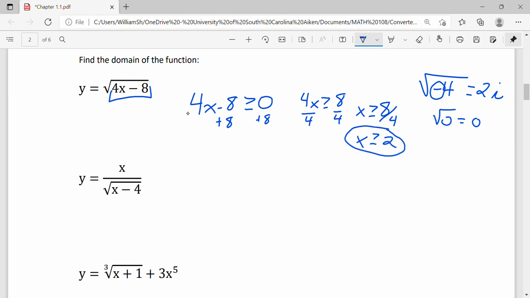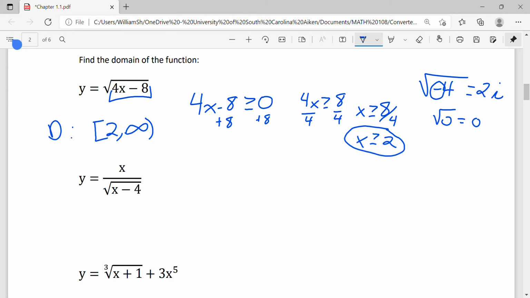Okay. Now we are going to want to write this domain in interval notation. If x is greater than or equal to 2, then I'm going to use a bracket. I'm going to start with 2 because x is greater than or equal to 2. And then we're going to go on up to infinity. Make sure you always use your parentheses with your infinities. So that is our domain. Our domain is 2 up to infinity.